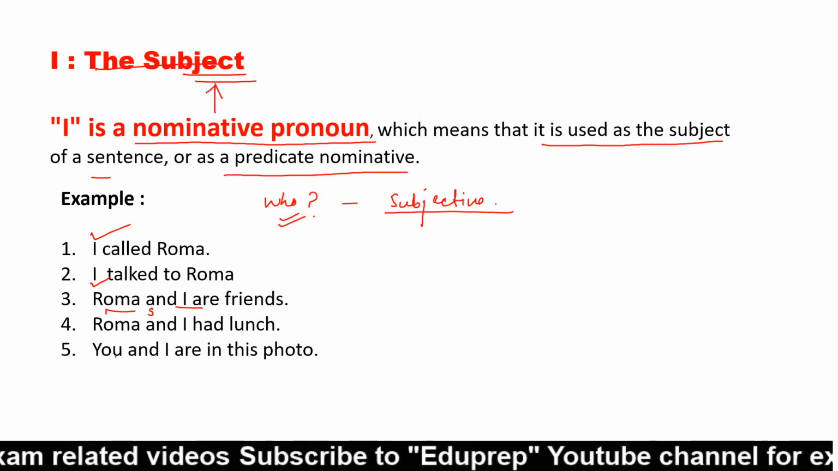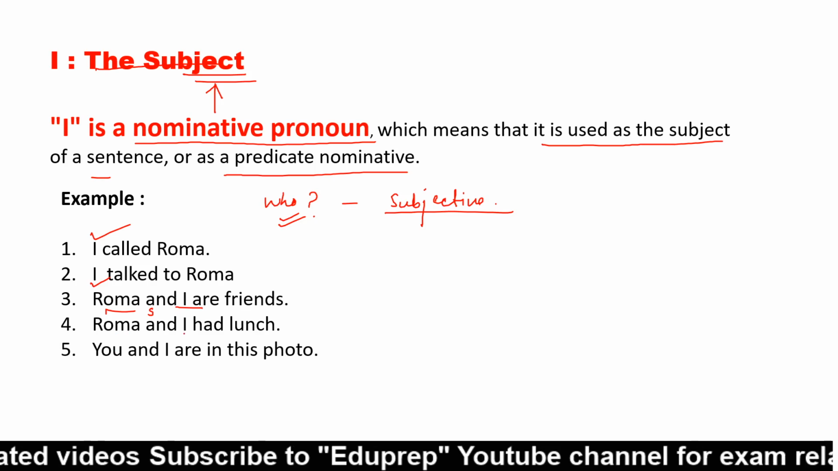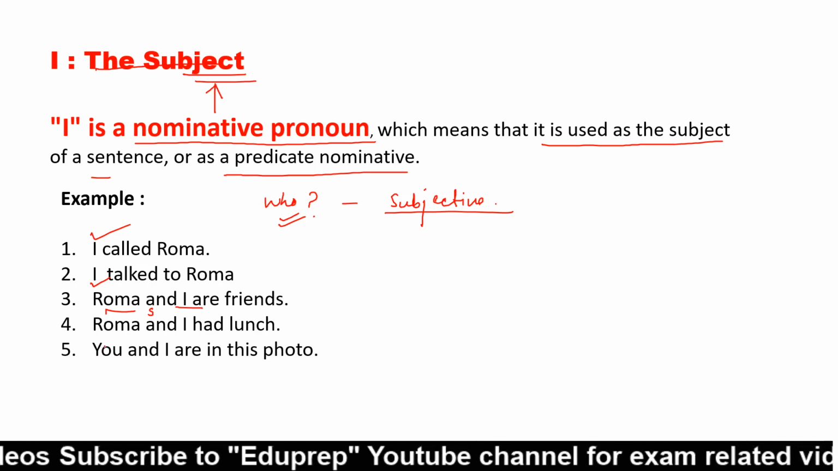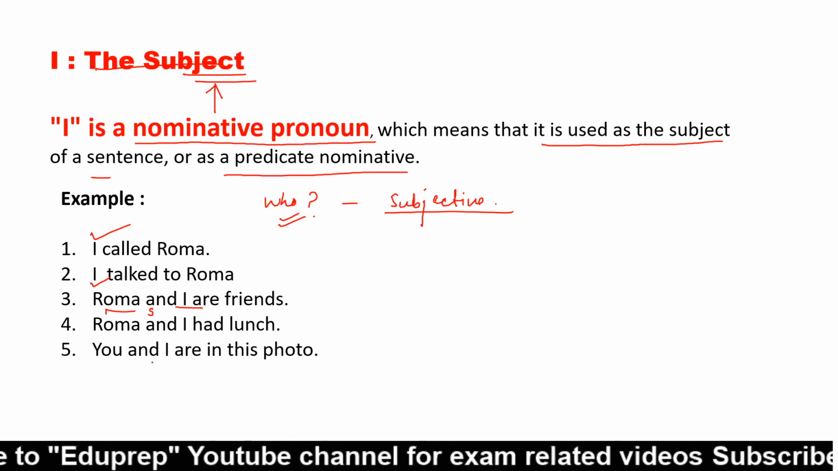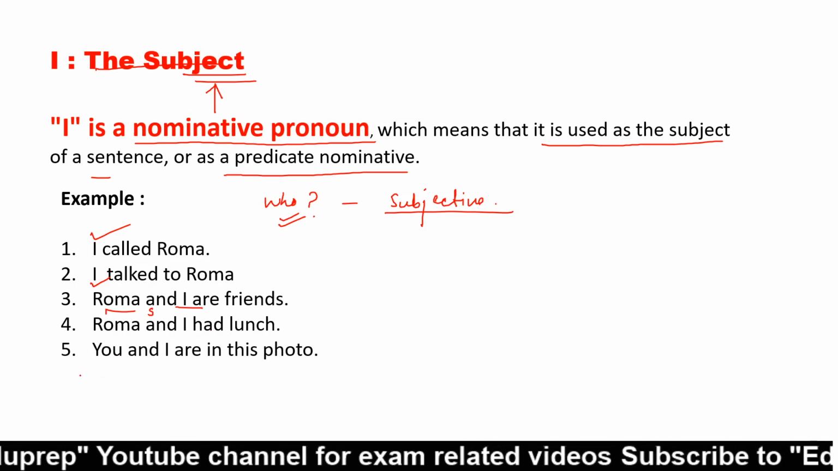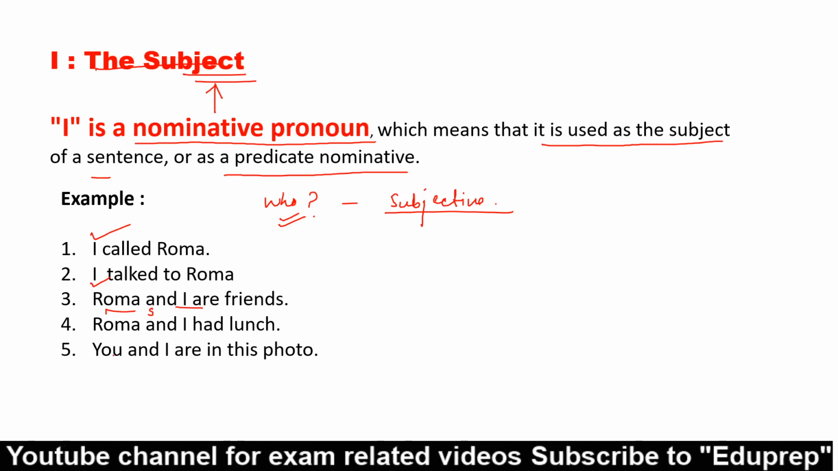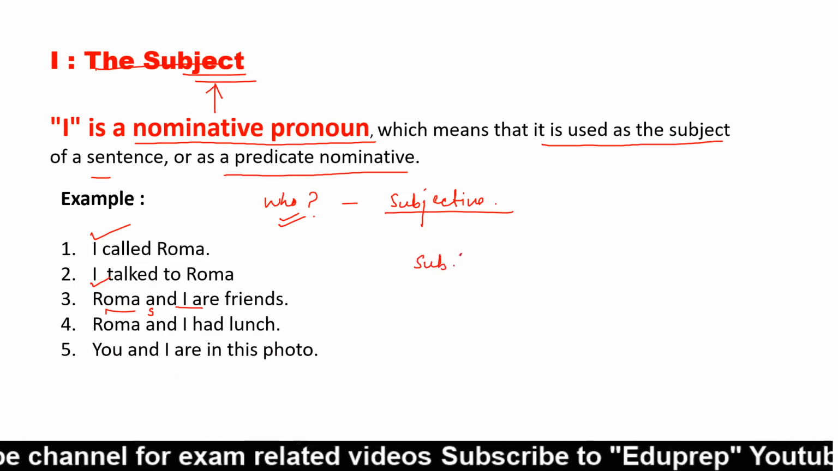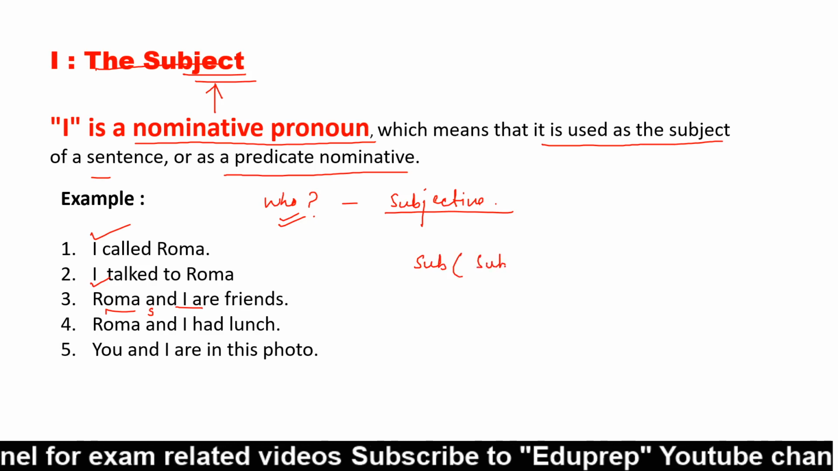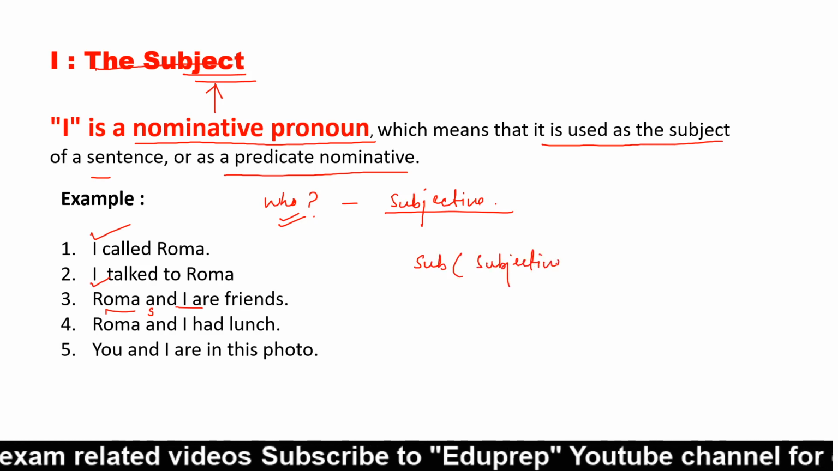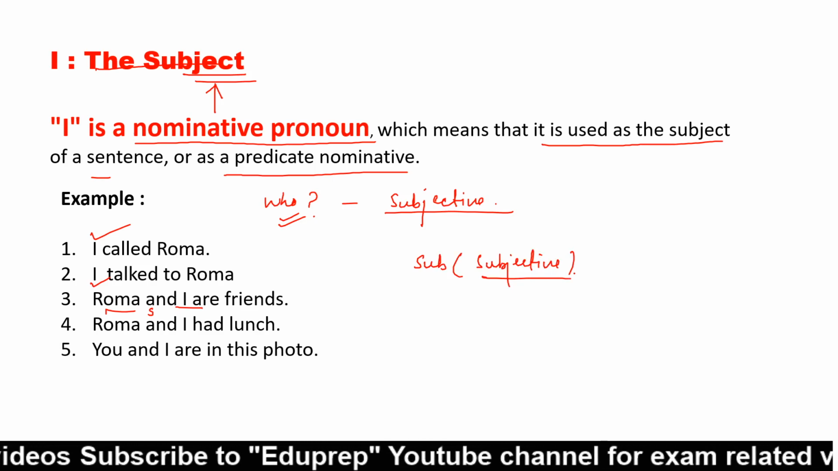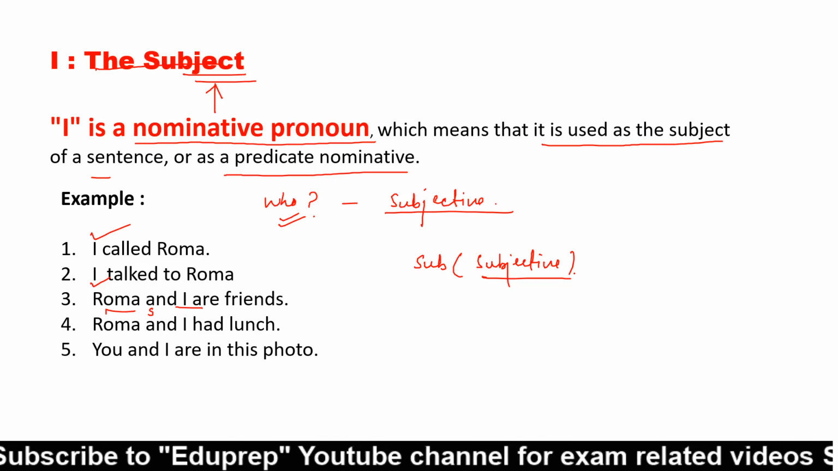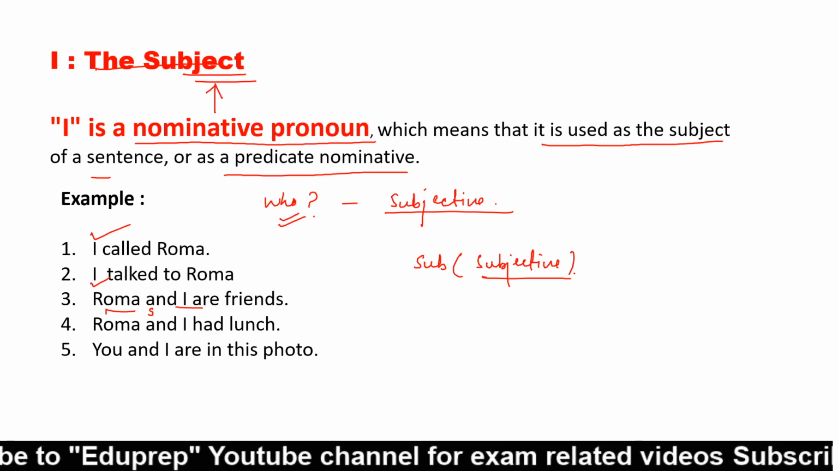Am I clear? Here also in the second case, "Roma and I had lunch." So who had the lunch? Roma and I. Okay. "You and I are in this photo." So who is in the photo? You and I. So whenever you have a subject, we should always prefer subjective pronouns. Whenever you need to write a subject in a sentence, it should always be a subjective pronoun. Clear? Fine. Okay. So let's move to the next part, "me."